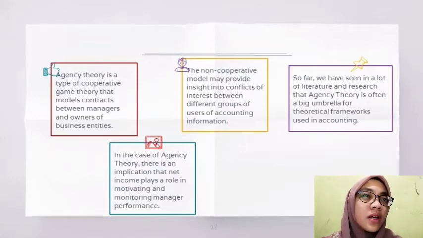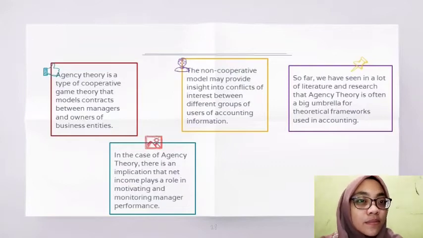So far, we have seen in a lot of literature and research that agency theory is often a big umbrella for the theoretical framework used in accounting. It is because agency theory helps us to analyze how people make decisions, and so we can establish such frameworks to regulate the conflicted parties.